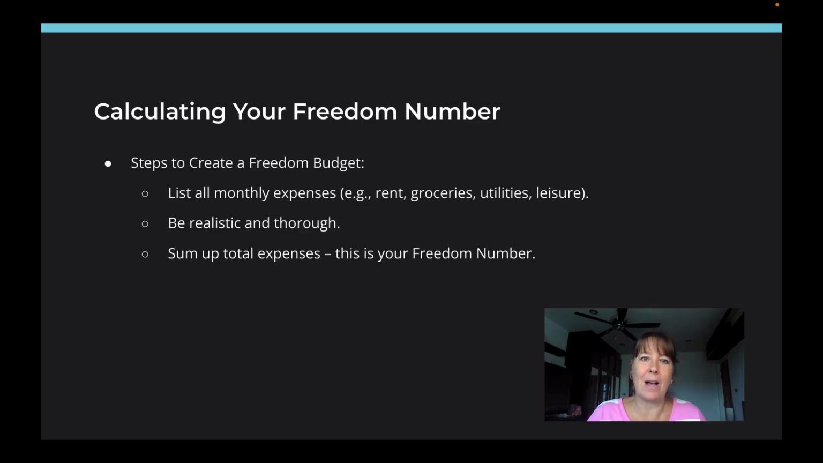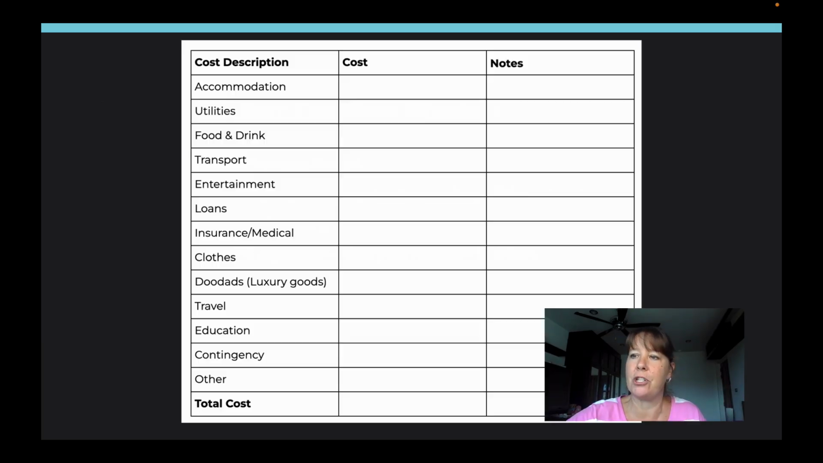It's really easy as well to calculate your freedom number. It's just going to take a little bit of work outside of this video from you to go and get the answers that you're looking for. But basically in your workbooks, you're going to see the budget sheet. In fact, this is what your budget sheet looks like, and you are going to be listing all your monthly expenses. So this is just a template, okay? You can obviously put in your budget sheet whatever you need there on your left-hand side on the cost description. And then what you want to do is actually put in what you think the costs are going to be. This is for your ideal lifestyle. Try and be as realistic and thorough as you possibly can. And then obviously you're going to sum up your total expenses, which is going to be your freedom number.